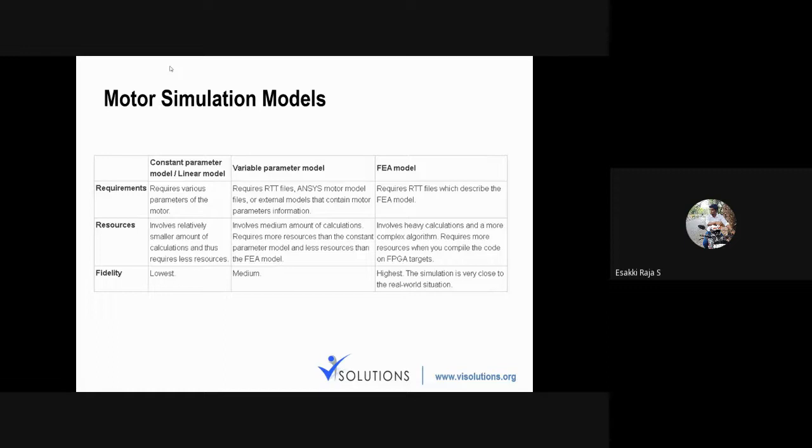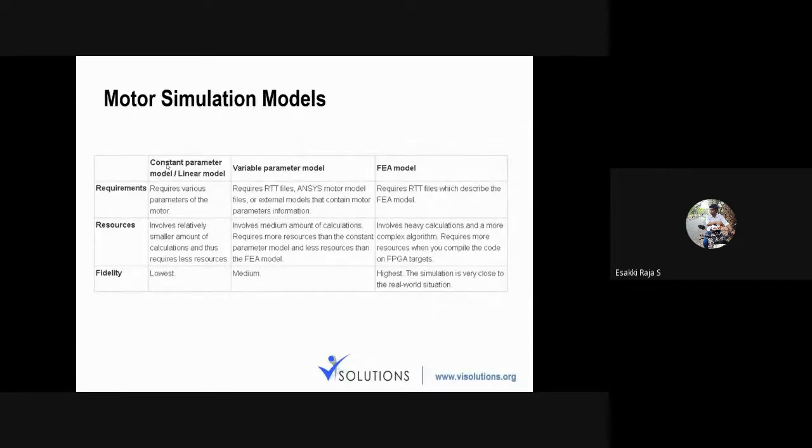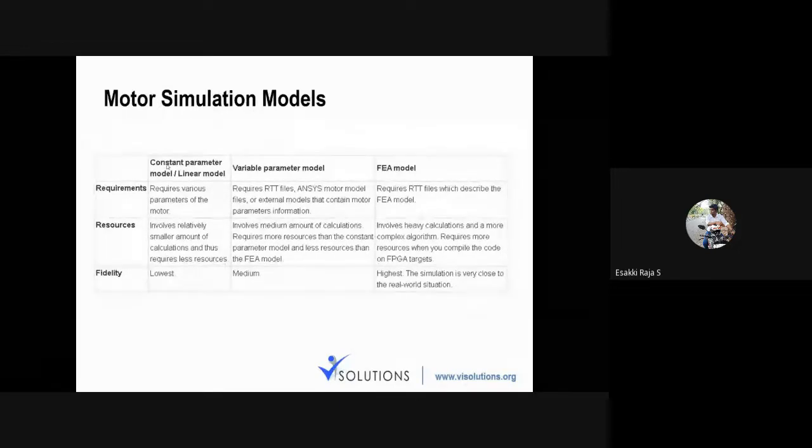Each has its own advantages and disadvantages, so we'll start with each and every model. To use the constant parameter model, we don't need to know many parameters about a motor. If you know just a few parameters, that will be enough to simulate a motor, and all those values are specified directly.